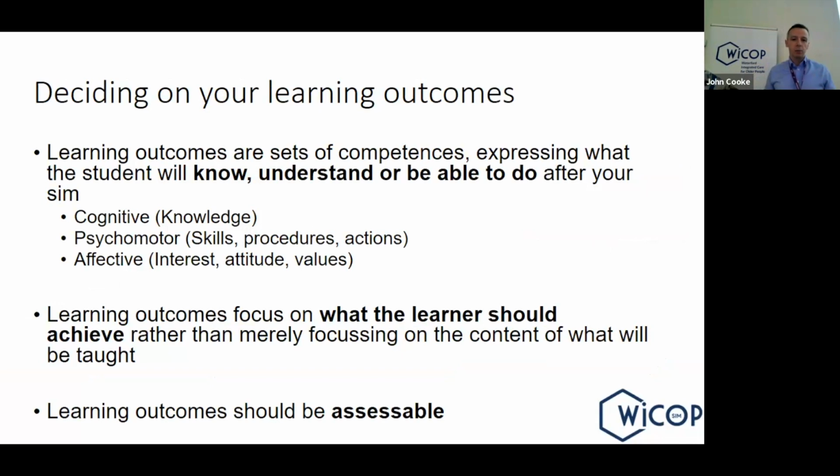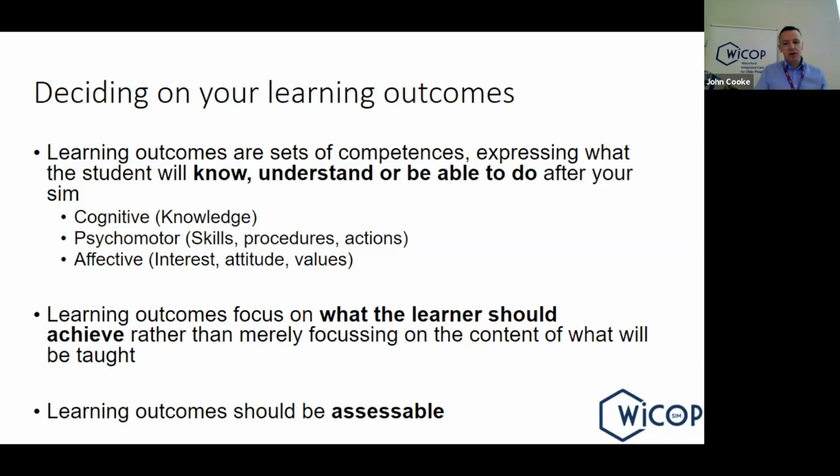So what are learning outcomes? Learning outcomes are sets of competences expressing what the student will know, understand, or be able to do after you've completed your simulation. So they will be either cognitive things, so it'll be knowledge that they will have gained as a result of the simulation. It'll be psychomotor things like skills, procedures, or actions that they will have learned during the course of simulation, or it'll be affective skills, interest, attitude, values, communication, those kinds of things. So we certainly find ourselves, we're not doing a massive amount of skills-based simulation. We're more into the cognitive and the affective side.